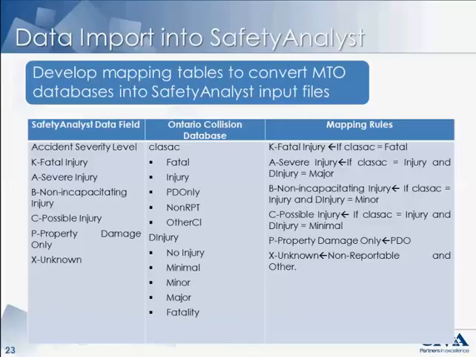And you have also another field in the MTO collision database. It's called injury: no injury, minimal, minor, major, fatality. So we had to go and look at the definition of each of these KABCO scales and the MTO ones to map them together. So we created some mapping rules to map Ontario data into Safety Analyst data.